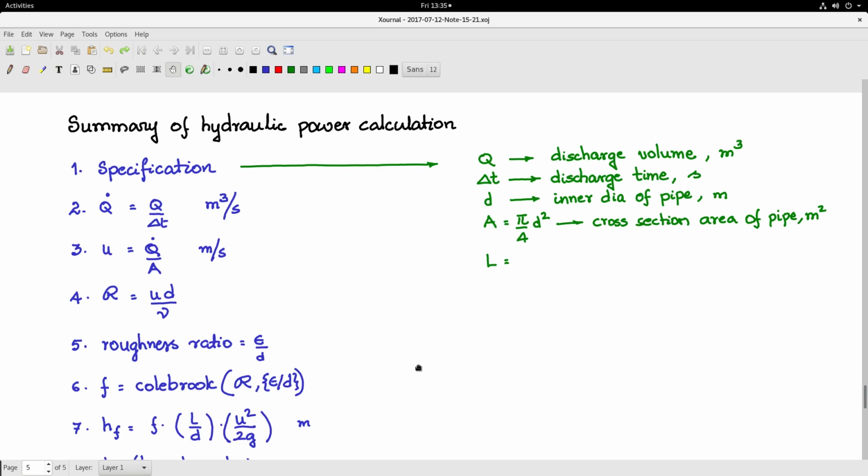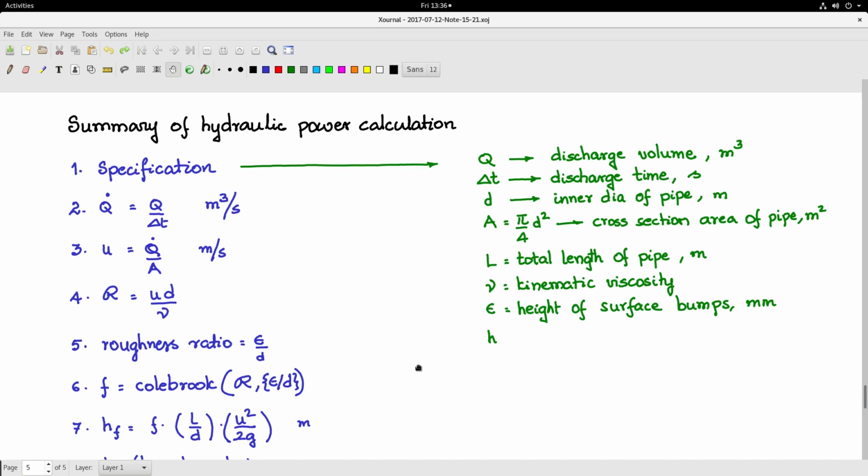L is the total length of the pipe, both vertical and horizontal, because friction loss needs total length of the pipe, in meters. Nu is the kinematic viscosity. We saw that for water it is 0.55 into 10 to the power of minus 6 meter square per second. Epsilon is the height of the surface bumps expressed in mm. Hs is the suction head in meters. Hd is the discharge head in meters.